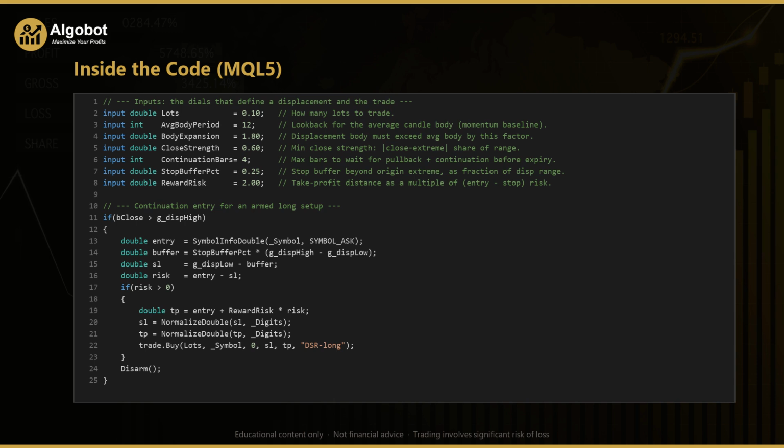The condition is a single line. If the just-closed bar's close is greater than the stored displacement high, the surge has resumed and we enter. The expert advisor reads the current ask price as the entry. It computes a buffer as the stop buffer percent times the displacement range, then places the stop just below the displacement low minus that buffer. Risk is simply entry minus stop. As long as that risk is positive, the take profit becomes entry plus reward risk times that risk, here 2 times. The values are normalized to the symbol's digits. The buy order is sent with the comment DSR long, and the setup is disarmed so we don't re-enter.